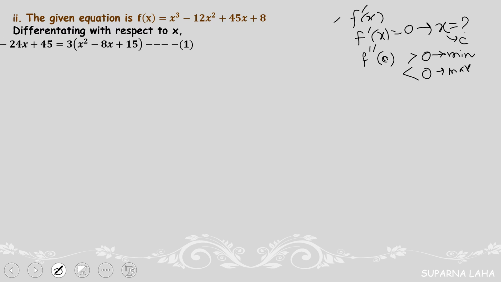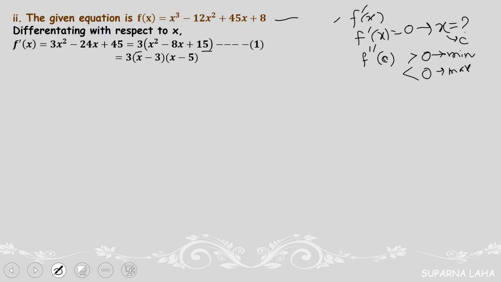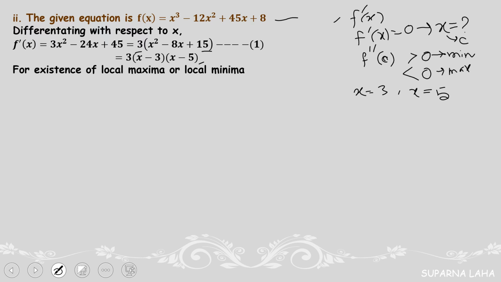So differentiating with respect to x, we will find this differentiation is in the form of 3 into x square minus 8x plus 15. Now factorize this one, we will find 3 into x minus 3 into x minus 5. That means here the value of c is given by either 3 or 5. Then we need to check this double derivative at 3 and at 5. Clear?